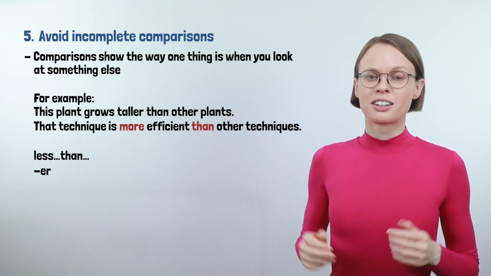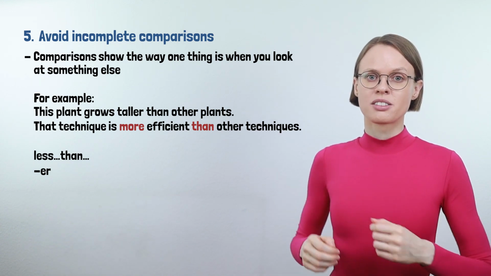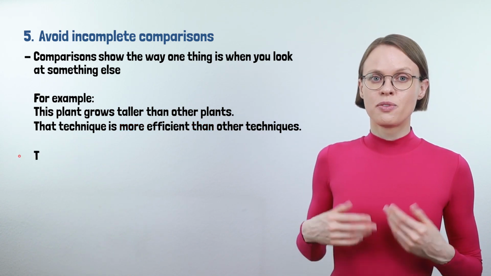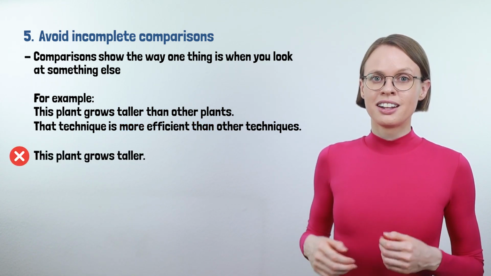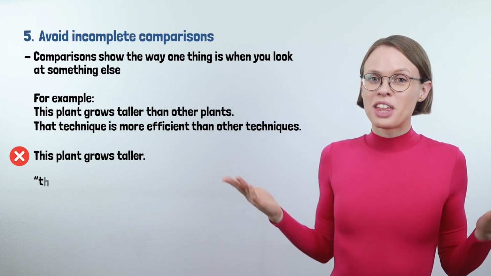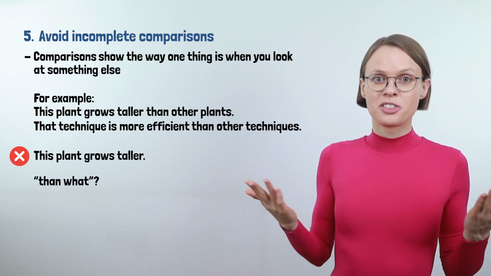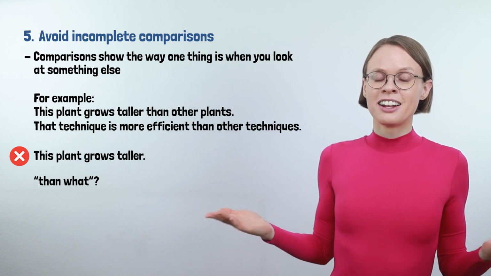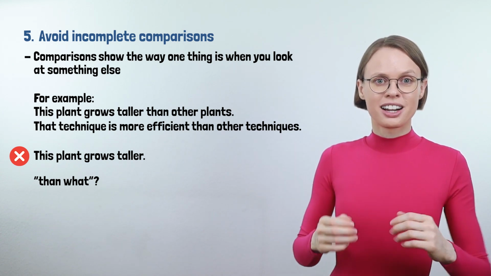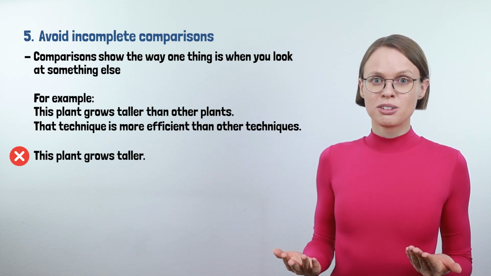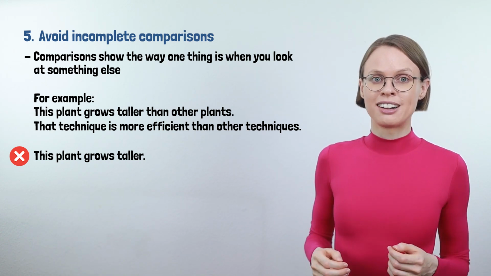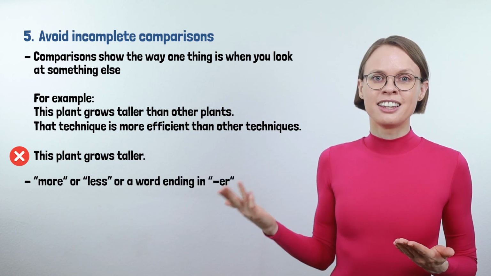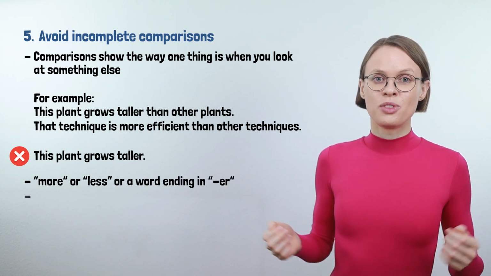Now, it's important that you include both parts of the comparison. Look at this incorrect sentence. This plant grows taller. The listener is left wondering, then what? Is the plant taller than you? Or taller than another plant? Or taller than a building? There is no way to tell from that sentence. You must include the thing that is being compared. If you use more or less or a word ending in er, be sure to say than.